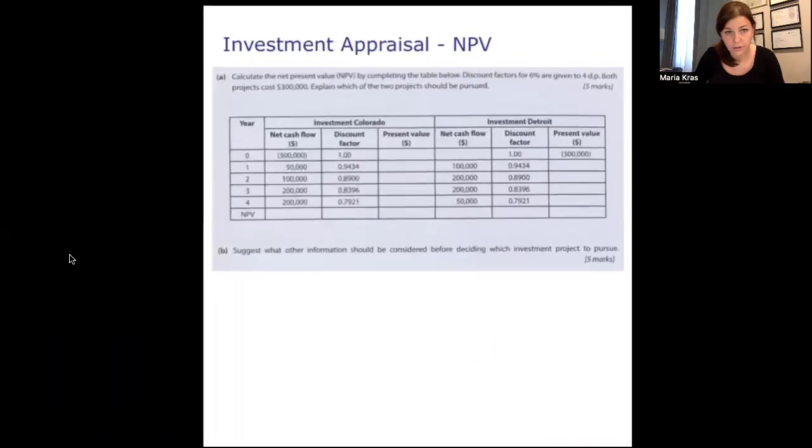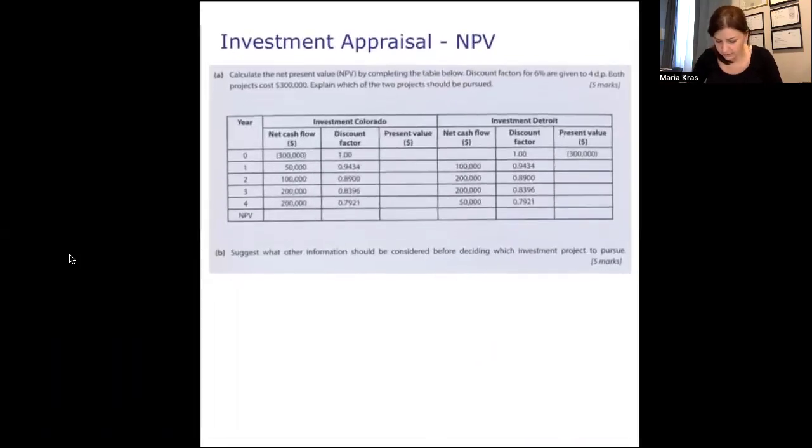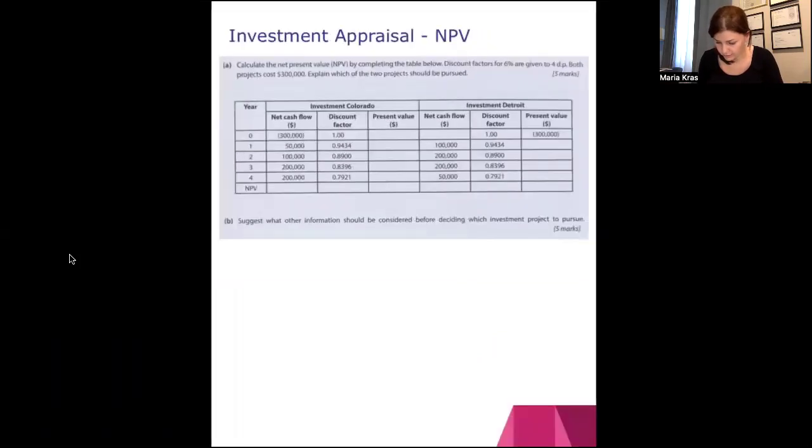Hold on for now. So calculate the net present value by compiling the table below. Discount factor is 6%. In this case, you are given already, as I said, in your exams, you will be given with discount factors. No need to memorize how to calculate them. So you're given with discount factors. And the original cost is 300,000 for both projects.